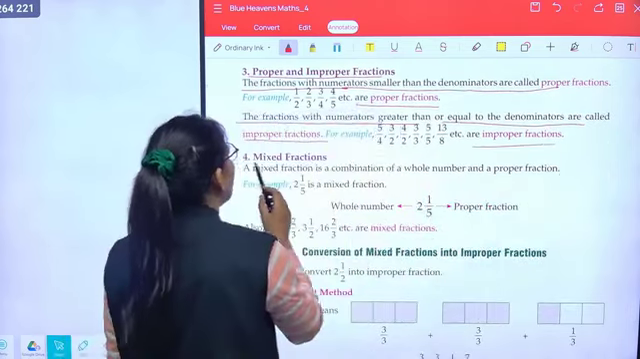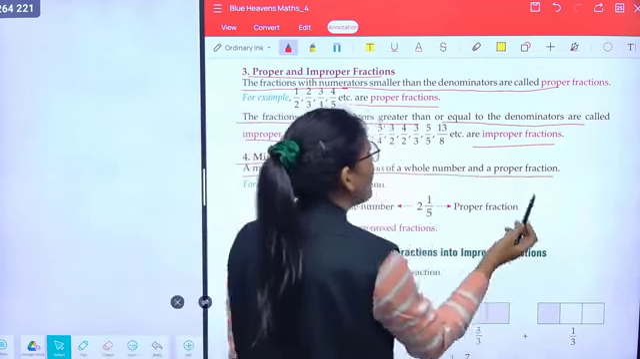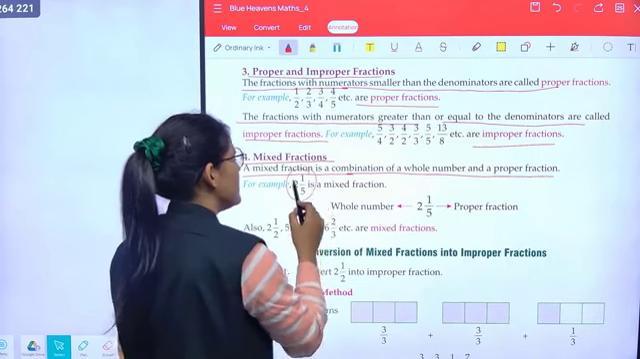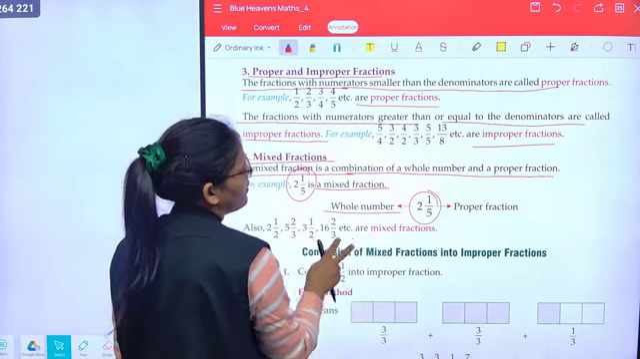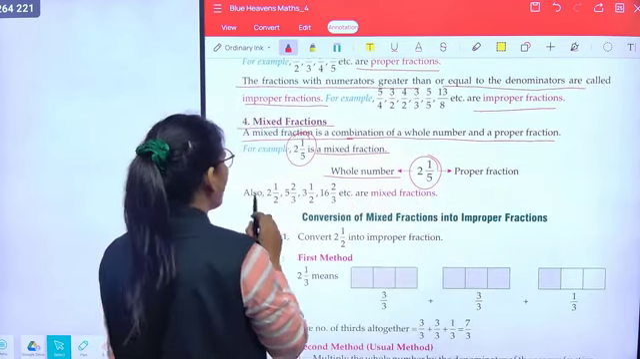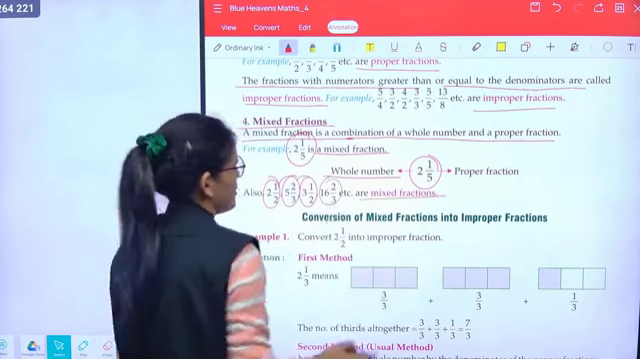Okay. Now mixed fraction. A mixed fraction is a combination of a whole number and a proper fraction. See, this is a mixed fraction. This is a whole number. This is a proper fraction. Okay. Also, these and so on are mixed fractions.